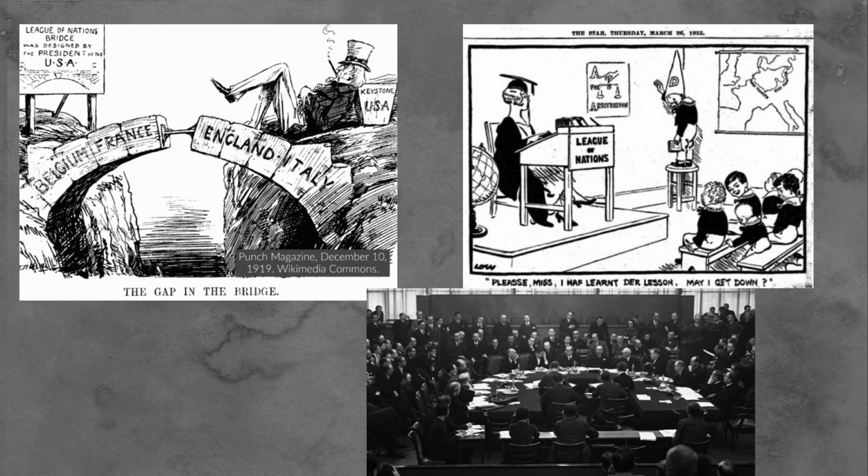However, despite these successes, the League faced serious limitations when dealing with major powers and larger conflicts. One of the biggest weaknesses was its lack of key members. The United States never joined, and countries like Germany and the Soviet Union were excluded for much of the decade. This reduced the League's authority and made it harder to enforce its decisions.